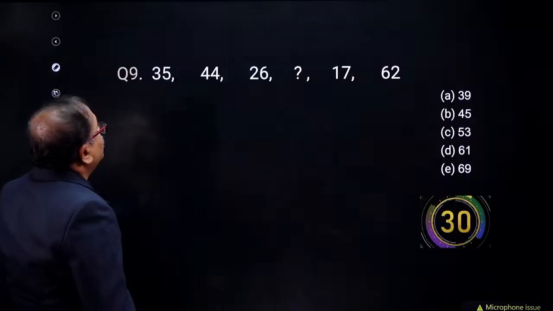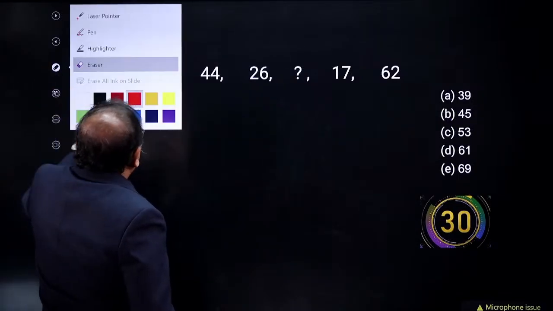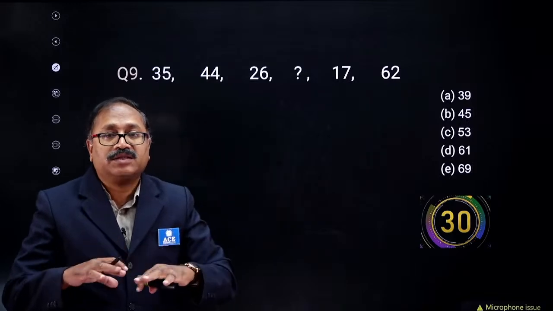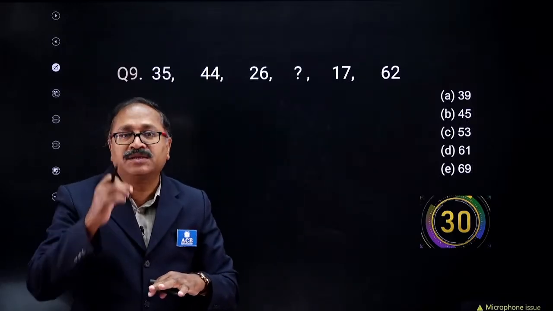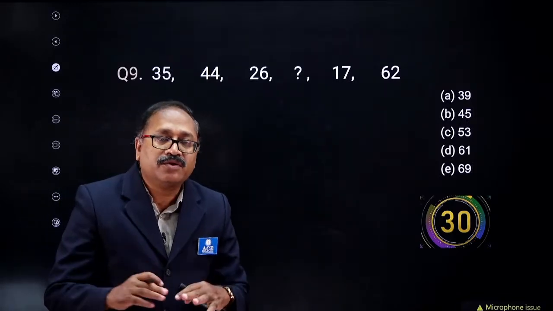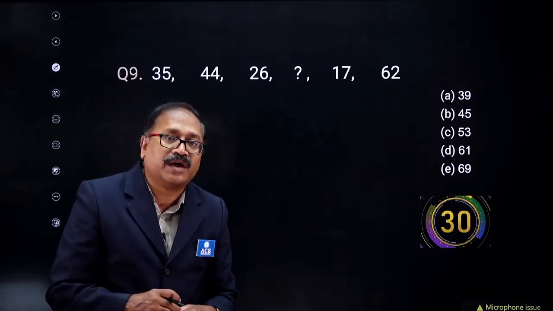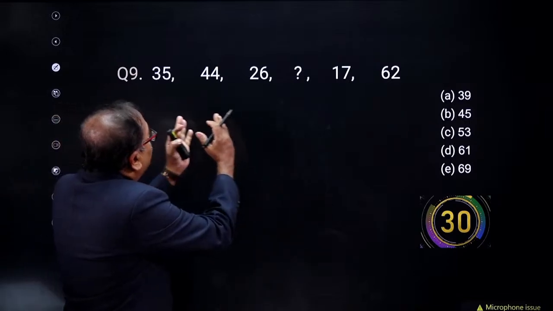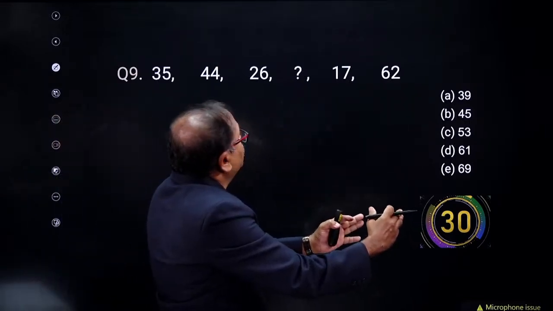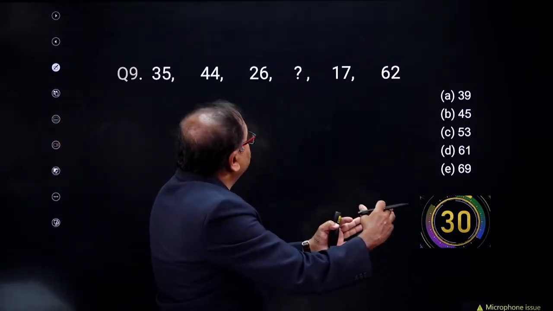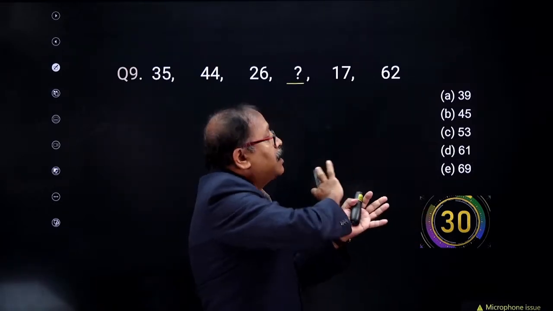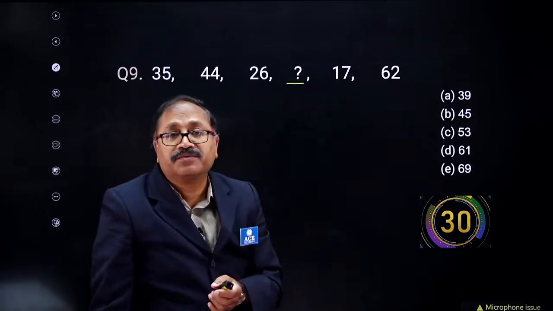Now moving to the next question. Every exam has a number series, especially when you are writing SSC CGL, you will have 2 questions, and in banking exams, you will have 5 questions. So here, fill in the gap. Look at this one: 35, 44, then decrease to 28, 26. There is a gap over here, then decrease to 17 and increase to 62.